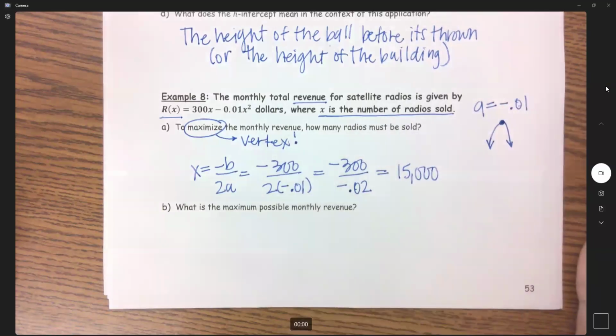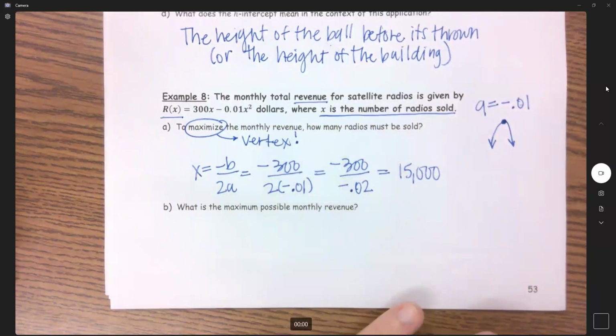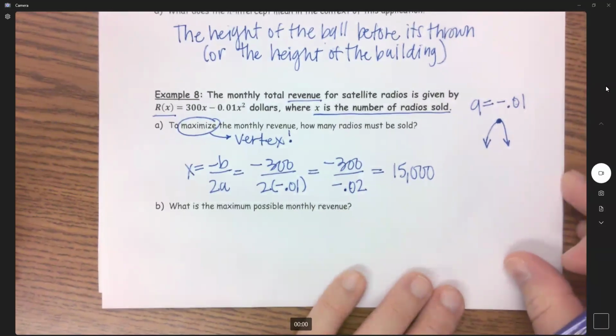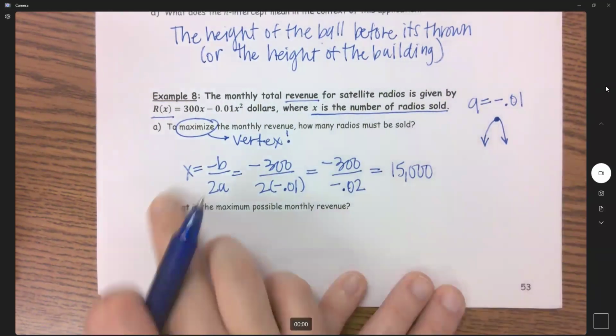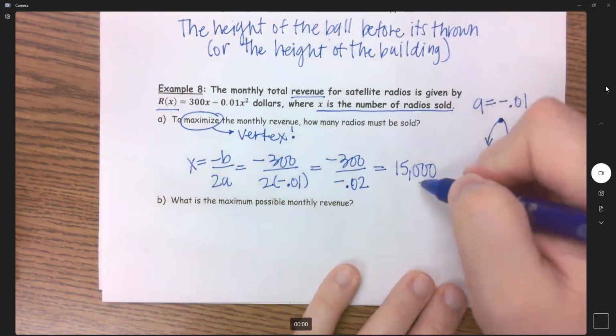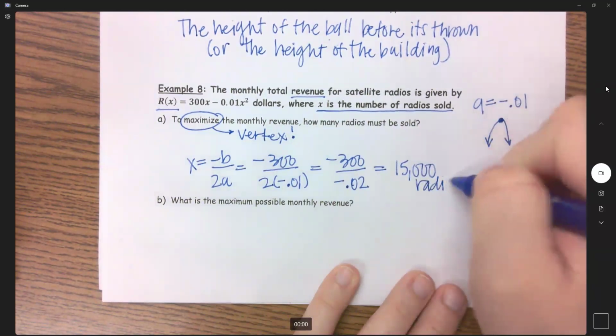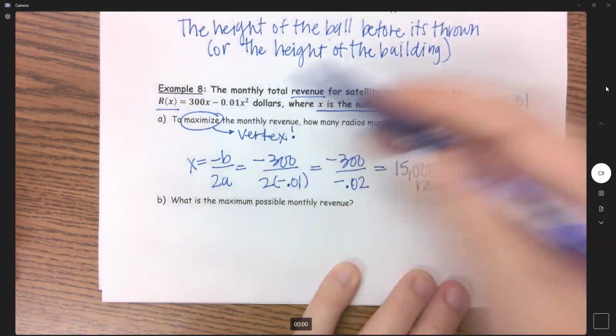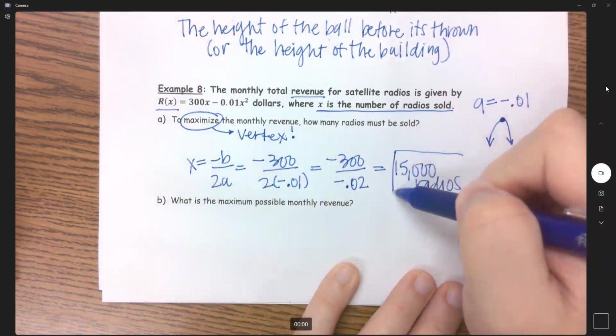So word problems need word answers, or at least units. X is that number of radios. So we need 15,000 radios to hit our maximum monthly revenue here.